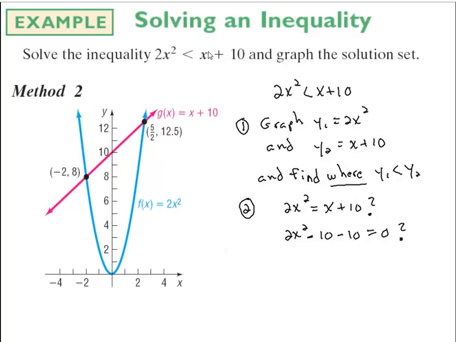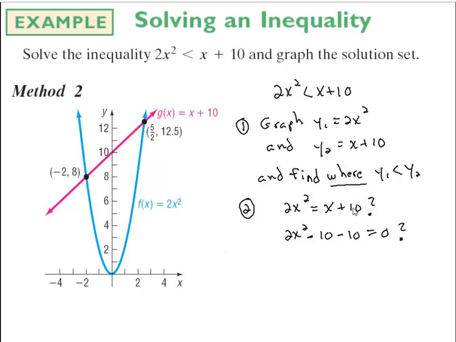So this is just another approach. Instead of looking specifically at the x-intercepts of a parabola, I'm going to compare both sides of the inequality to themselves. The only difference visually is that I need to find these points of intersection. To find them, in step 2, I'm going to put each equation equal to each other. So I'm going to set 2x squared equal to x plus 10, and solve that equation.